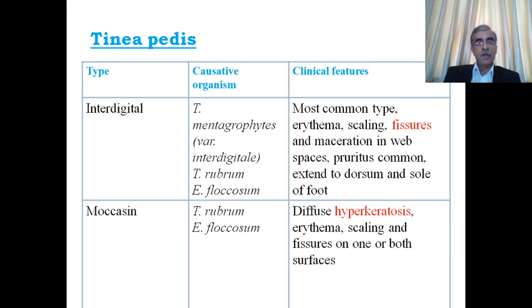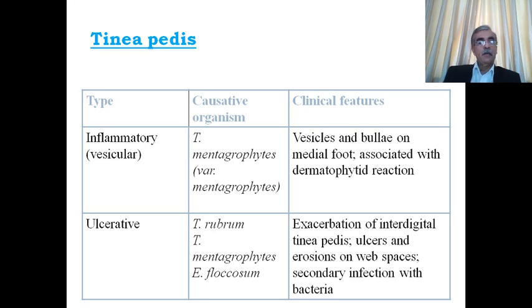Then the second type is the moccasin type of tinea pedis, where diffuse hyperkeratotic erythematous lesions with scaling and fissuring are seen on one surface or both surfaces. That means on the sole as well as the dorsum of the feet, and caused by Trichophyton rubrum and Epidermophyton floccosum. Again, these are the causative organisms. Then vesicular tinea pedis, where vesicle-like lesions can be there, and bullous lesions can be there on the medial foot, and again there can be id reaction in this condition, and causative organisms are Trichophyton mentagrophytes.